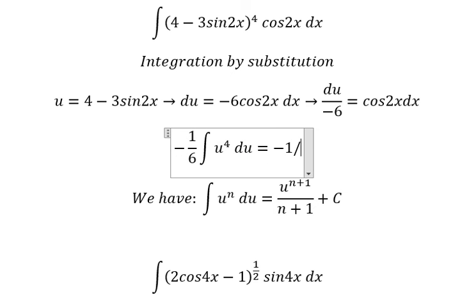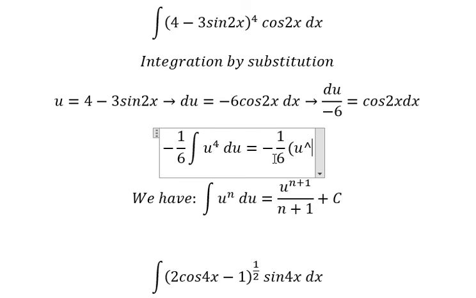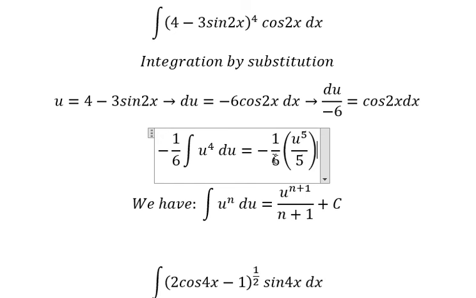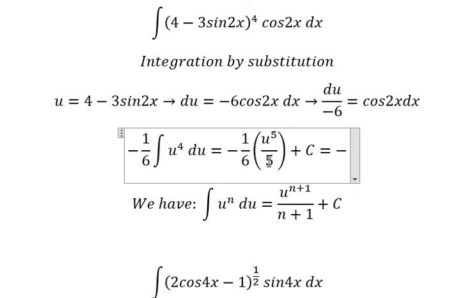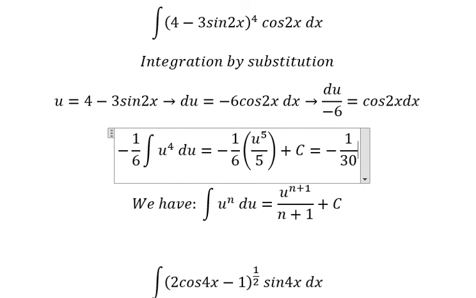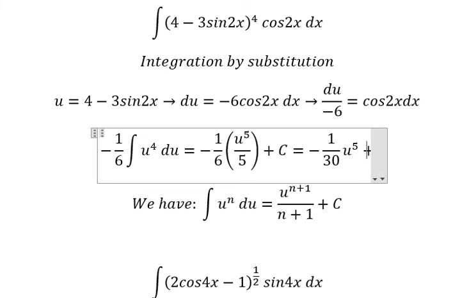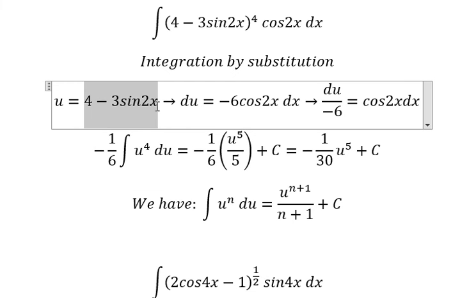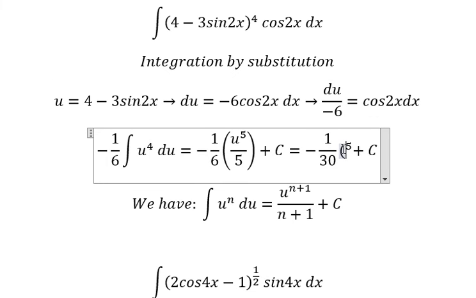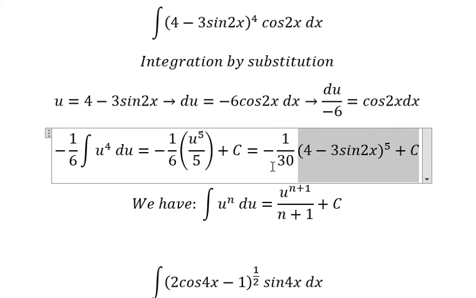Now we have the final answer here, and that is u to the power of 5 over 5, plus c. 6 and 5 gives 30. For u, that is this one. And here is the final answer for question number 1.